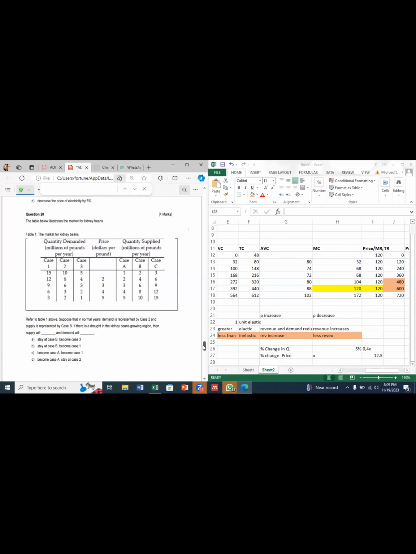Then question 20, the table below illustrates the market for kidney beans. Market for kidney beans. Wow, these are new beans. I've never heard of kidney beans. I've never eaten them. I wish to eat them. Refers to table 1 above. Suppose that in a normal year, demand is represented by case 2 and supply is represented by case B. If there's a drought in the kidney beans growing region, then supply will and demand will.